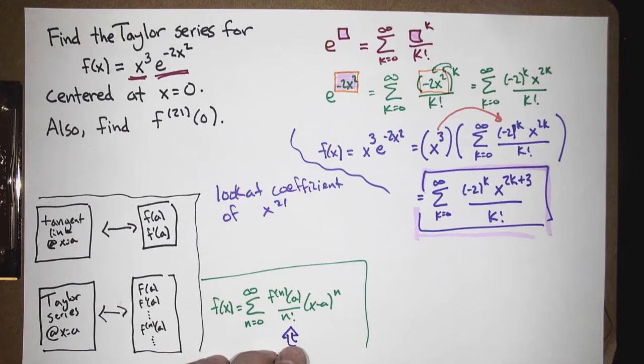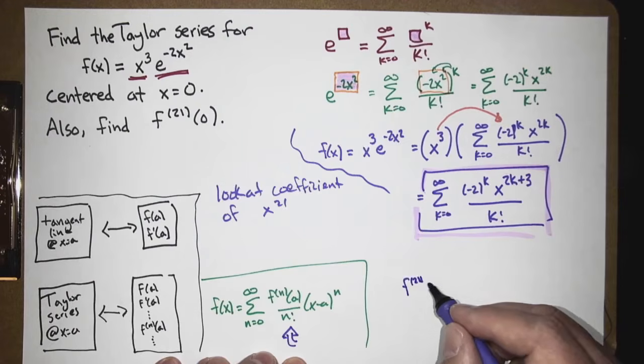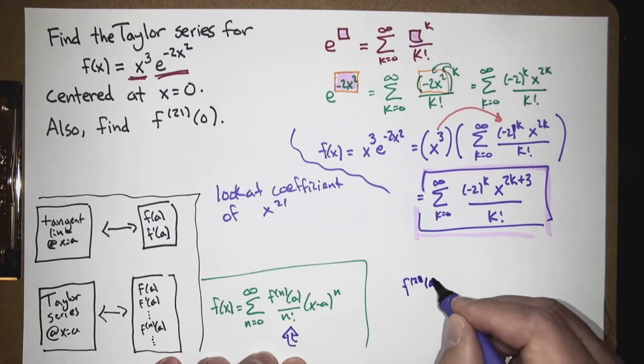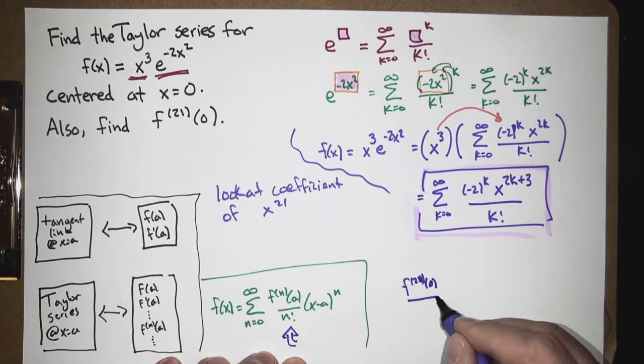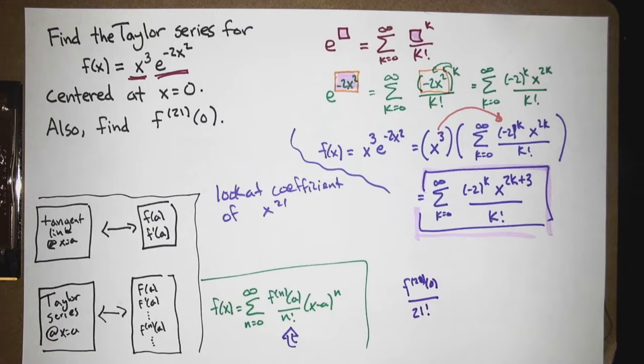What do I have if I'm looking at the x to the 21st? What's the coefficient? It'll be the 21st derivative evaluated at 0, divided by 21 factorial. So that's if I just look at the definition of a Taylor series and say, what's my coefficient of x to 21?